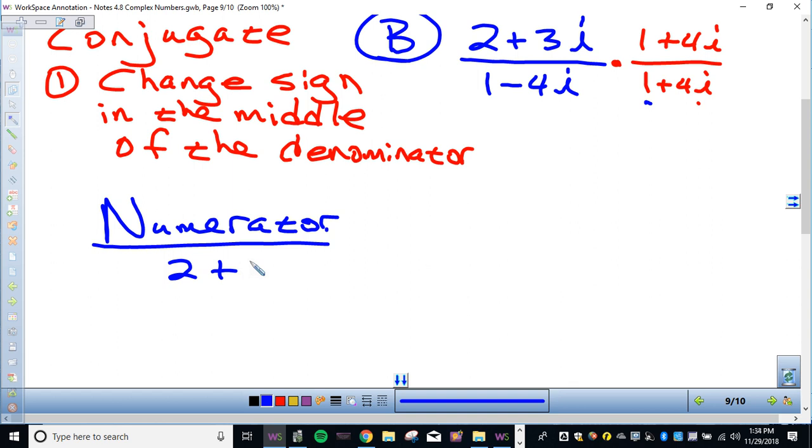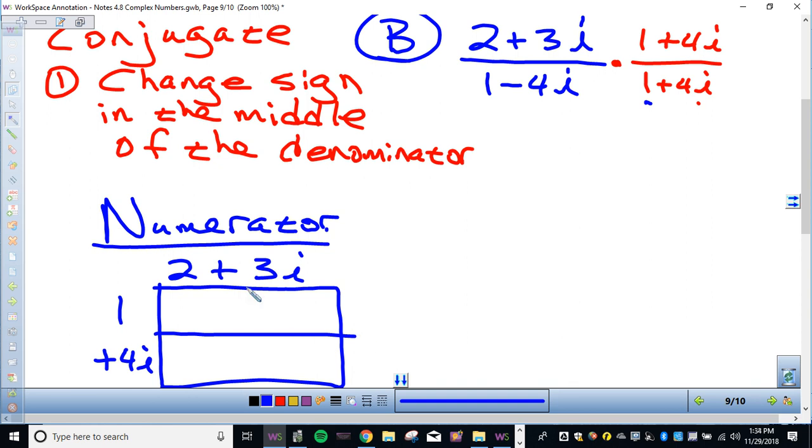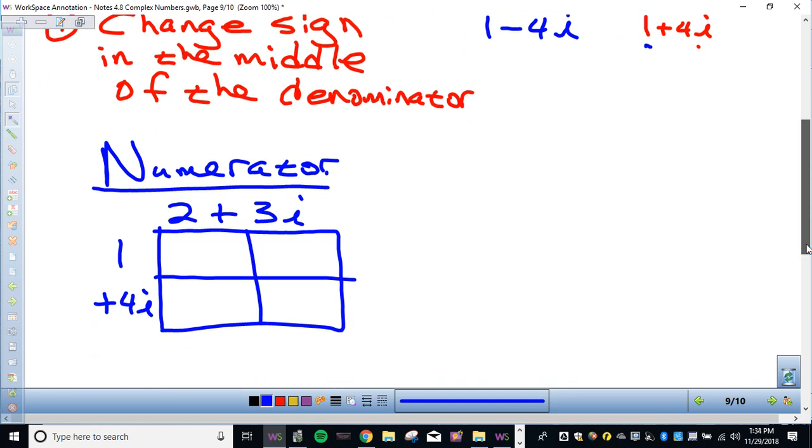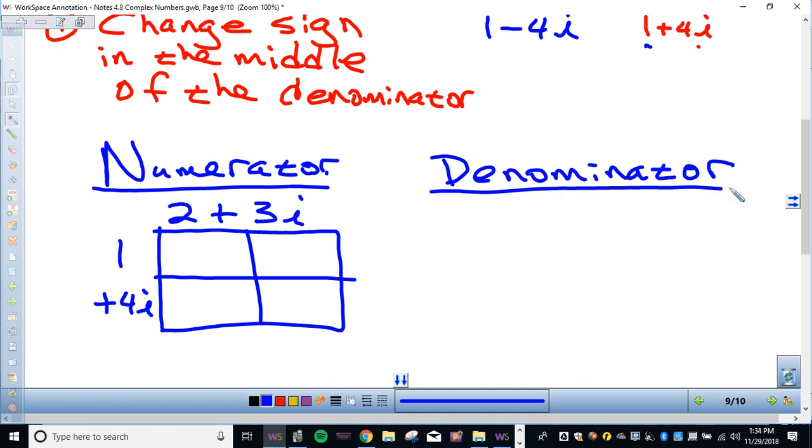So we're going to do 2 plus 3i times 1 plus 4i. So 2 plus 3i times 1 plus 4i. And then I'll show you the same thing with the denominator, doing the box. Again, showing me this work organized on your quiz and test will help me to give you partial credit. So you definitely want to try to do this. 1 minus 4i and 1 plus 4i.